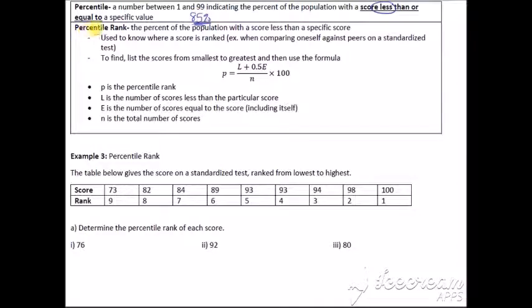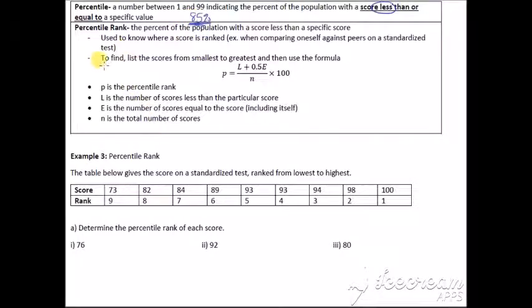Okay, percentile rank is the percent of the population with a score less than a specific score, and that would be that rank, the 85th percentile type of idea. It's used to know where a score is ranked, for example, when comparing oneself against peers on a standardized test. So if you want to become a nurse or a lawyer or a doctor and you take any of those standardized tests, the MCATs, the LSATs, those are tests where you're ranked against each other. And then say everybody with 85% and higher passes, anybody lower fails, right? So you're ranked against each other, but percentile wise.